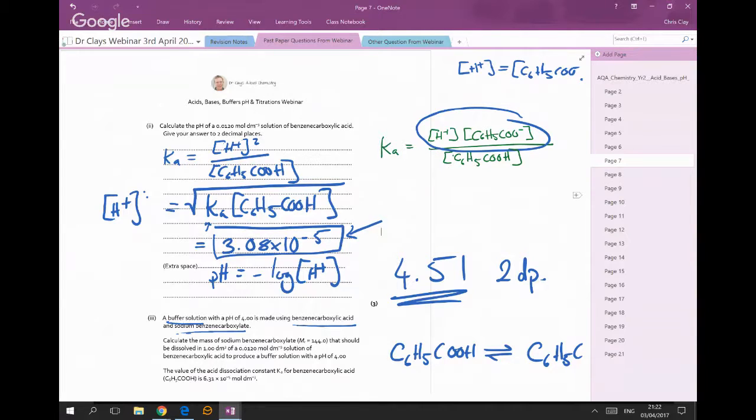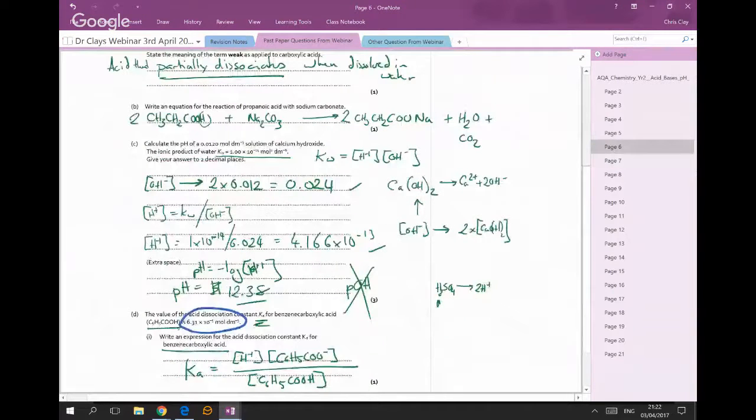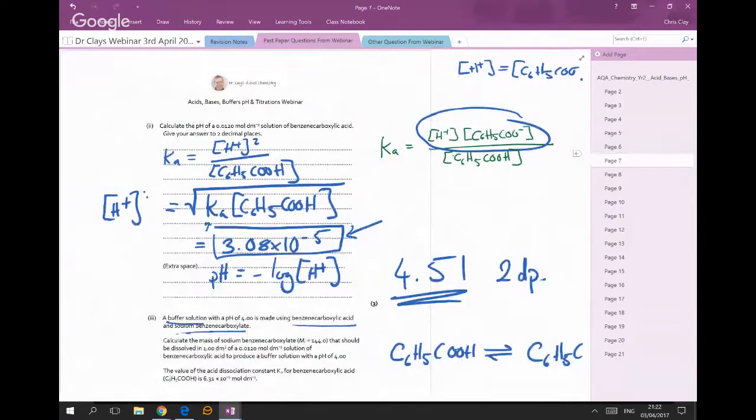Okay, let me rattle through the question. I'll double check. 6.31 times 10 to the minus 5, times by 0.012, equals, square root of the answer. So that value I've actually got as 8.701 times 10 to the minus 4. If I take minus the log of the answer here, yeah, 3.06.